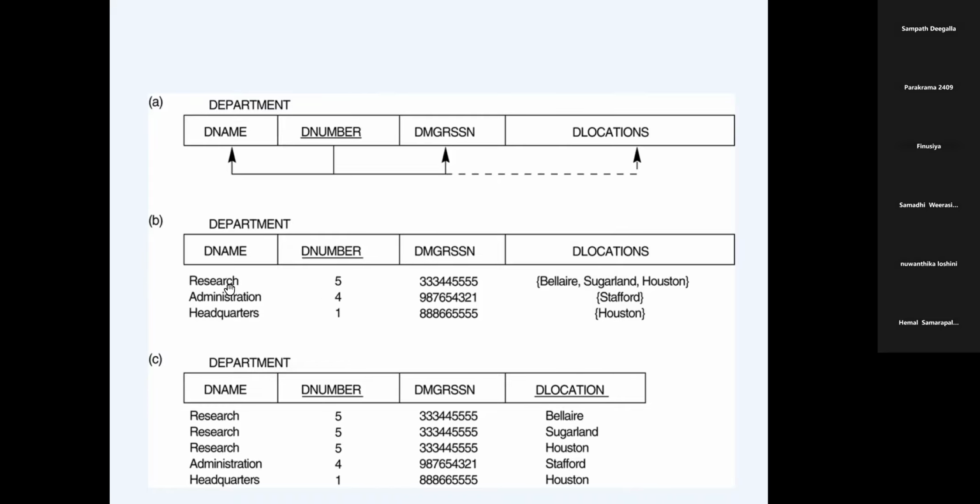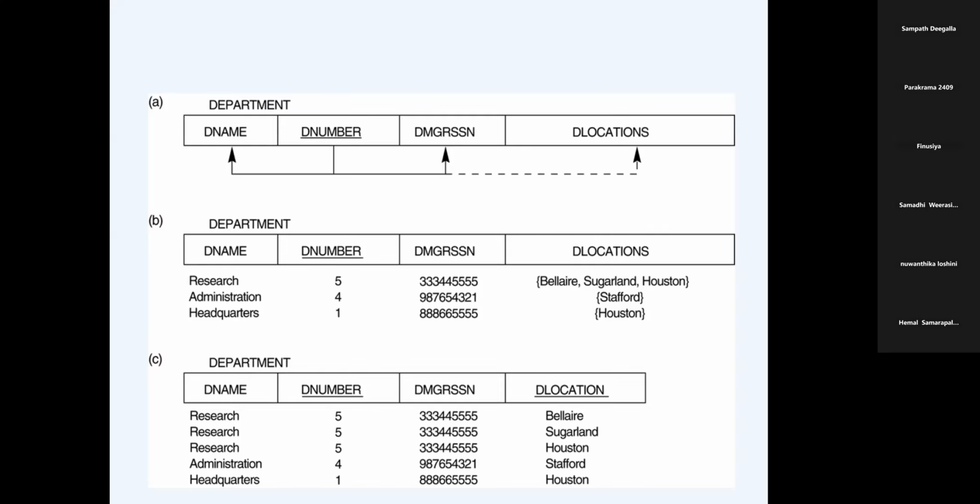So see here, we have a research department, but it's in three locations and it's in the same row, in the same cell. And what we say is in first normal form, we disallow this. So you cannot have multi-values. It's not allowed. Therefore, if you have a situation like this, we have to break each and every location into separate rows like this. You can see that it will duplicate the department name, department number, and manager social security number. But then by combining department number and department location, we can uniquely identify each of these records.